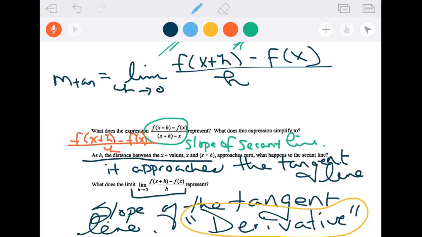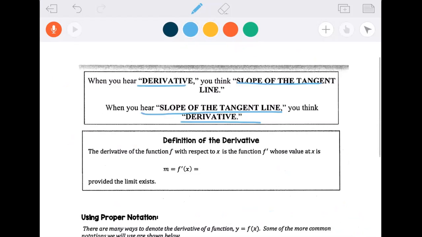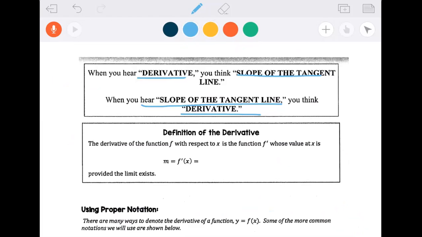It's called the derivative. It's called the instantaneous rate of change, or the IROC. So this is what you need to think. When you hear the word derivative, you're thinking slope of the tangent line. When you hear what's the slope of the tangent line, you say, I find a derivative. That's what they mean. Okay, so the slope of a tangent line is a derivative. So let's write it out.